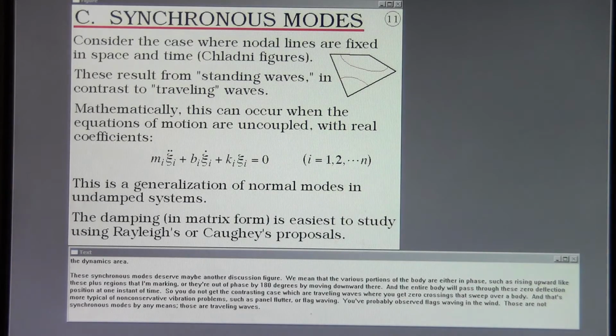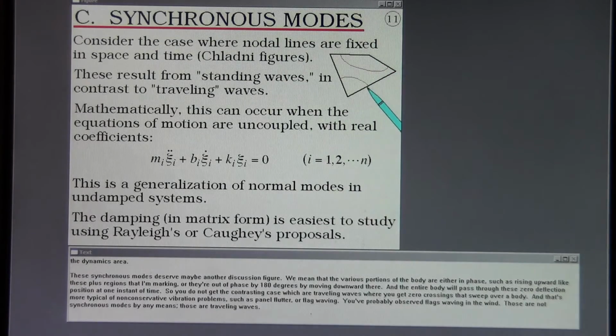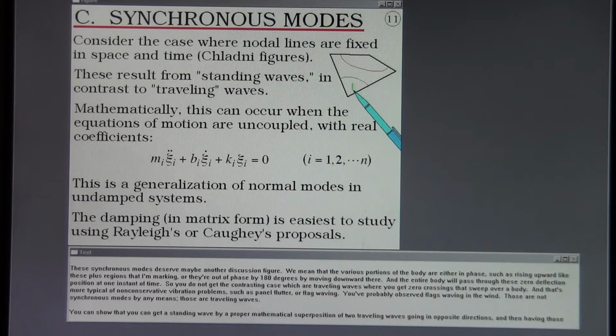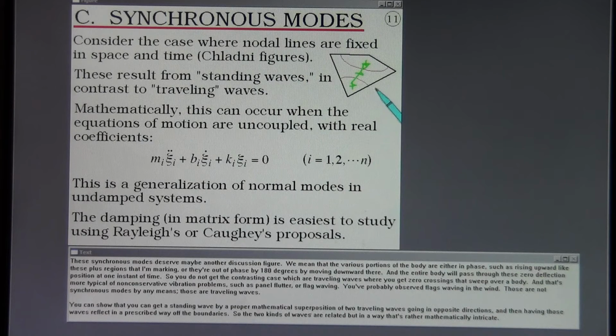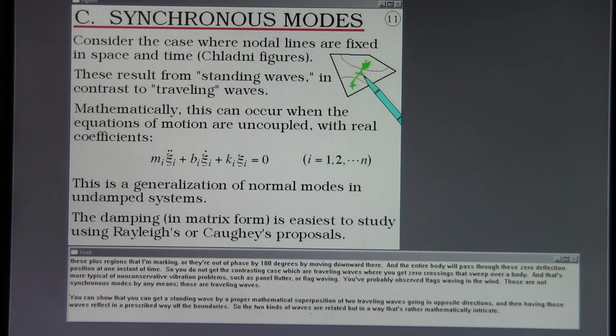These synchronous modes deserve maybe another discussion figure. We mean that the various portions of the body are either in phase, such as rising upward, like these plus regions that I'm marking, or they're out of phase by 180 degrees, moving downward there. And the entire body will pass through the zero deflection position at one instant of time. So you do not get the contrasting case, which are traveling waves, where you get zero crossings that sweep over a body. And that's more typical of non-conservative vibration problems such as panel flutter or flag waving. You've probably observed flags waving in the wind. Those are not synchronous modes by any means. Those are traveling waves.